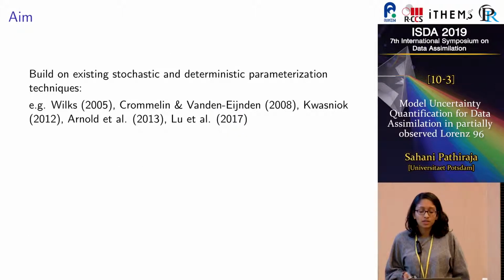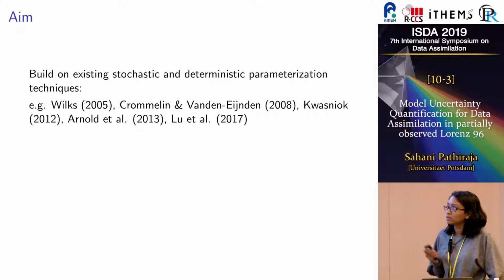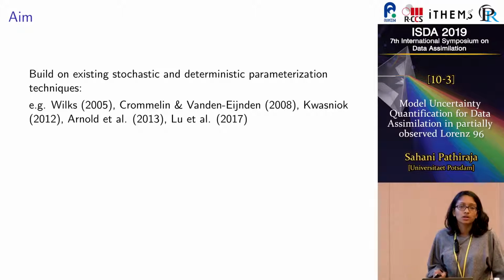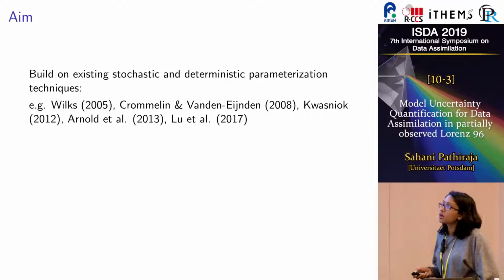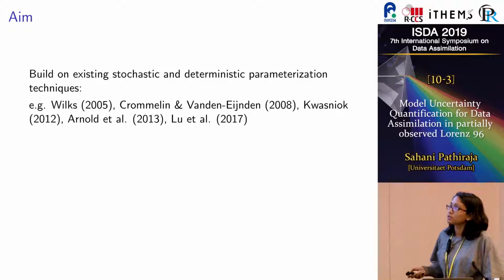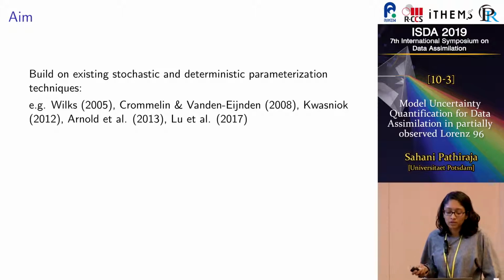So there's actually a sizable body of research that you're also probably fairly familiar with that looks at how to parameterize the effects of these fine-scale processes on the coarse scale variables, both from a stochastic point of view and a deterministic point of view. For example, Wilks, Crommelin and Vanden-Eijnden.